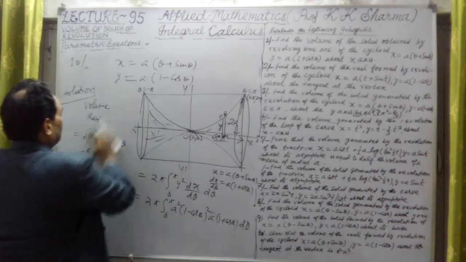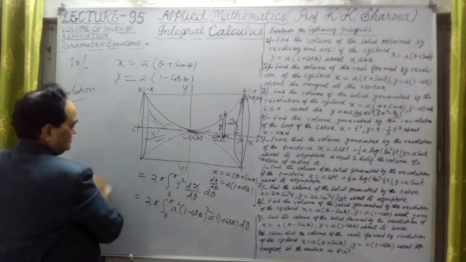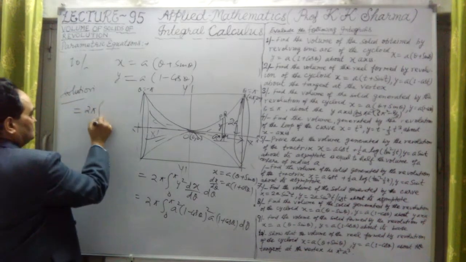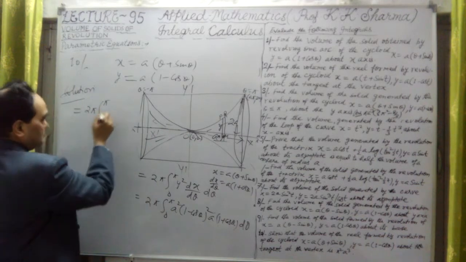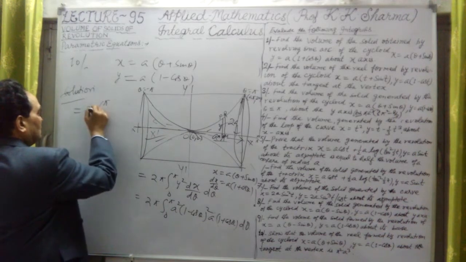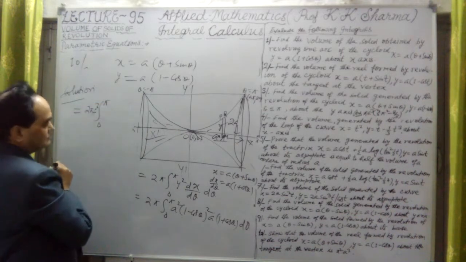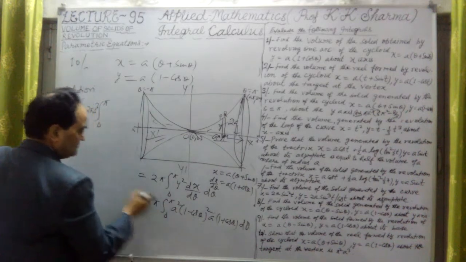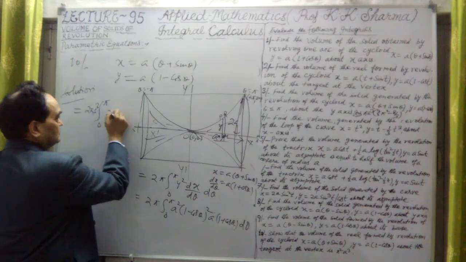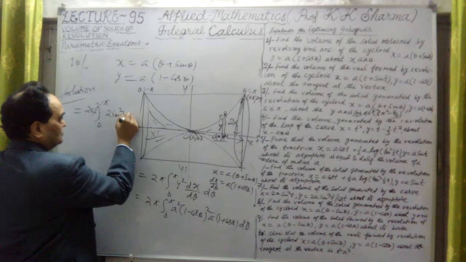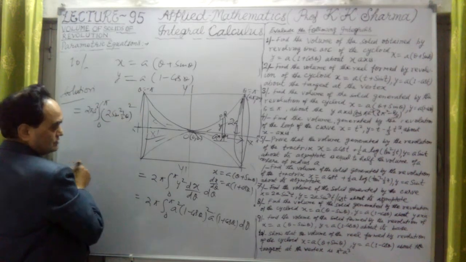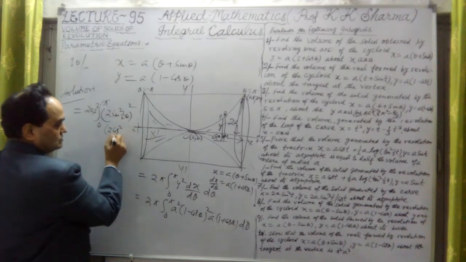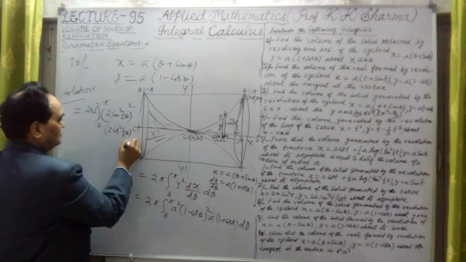Finally, let me find the volume of this reel. Therefore, the volume of the reel will be twice pi, 0 to pi. Let me write a cube outside the sign of integration. This is twice pi a cube, 0 to pi. Now here 1 minus cos theta is nothing but twice sin square half theta, whole square, into 1 plus cos theta, which is twice cos square half theta, into d theta.